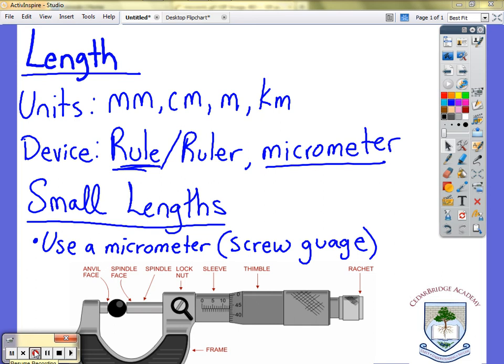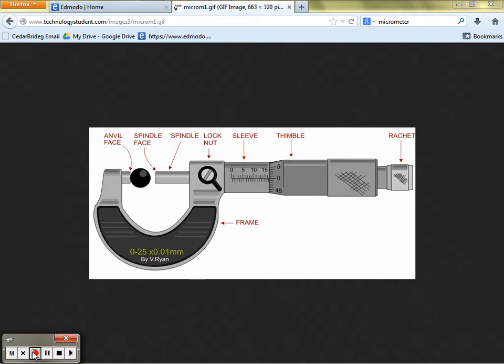So your first way to measure a small length is to use a micrometer or a screw gauge micrometer. Most of us should have used them in class. There's actually an animation. I'm quite upset that this didn't play, but it should look like that. You have your object and you put it between the gauge, and then you read the sleeve and then the thimble, and it will give you a very small and precise measurement, so to speak.